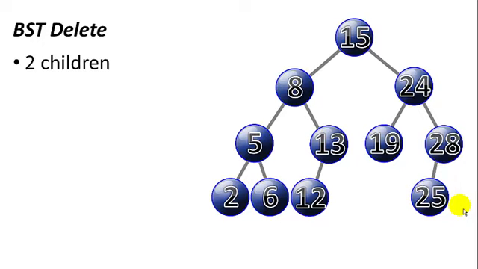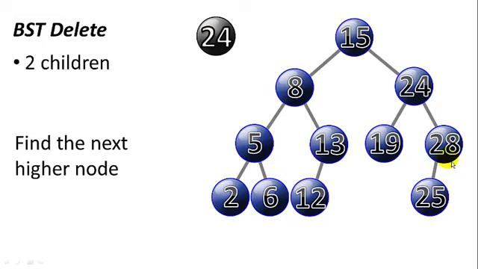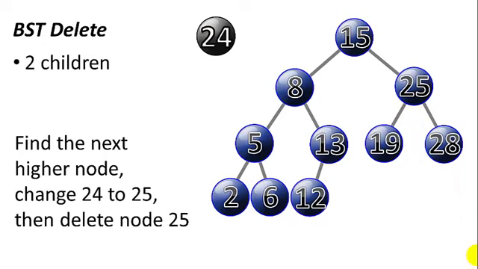Now if we want to do a delete operation with 2 children, let's say we want to delete node 24, which we can see has a left child and a right child. We find the next higher node. So we look at node 24, we follow the right subtree, node 28, and then we look at the left child and left child, continuing down the leftmost path until we get to the bottom. In this case, there's only 1 edge to node 25. So that is the next highest node from 24. So in this case, we can change the 24 to 25 and delete node 25.